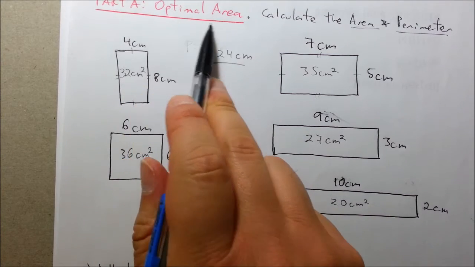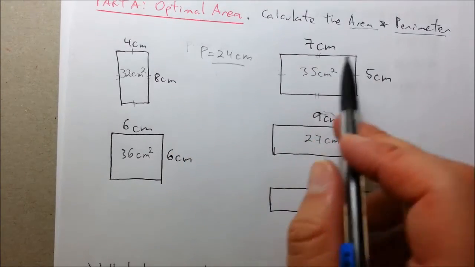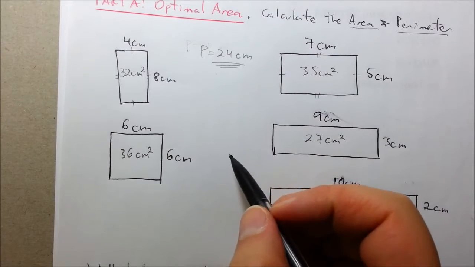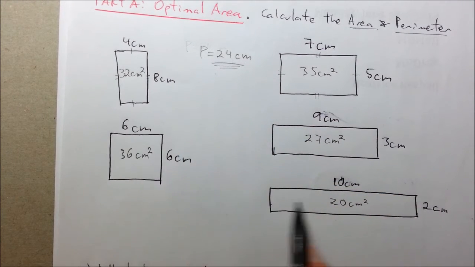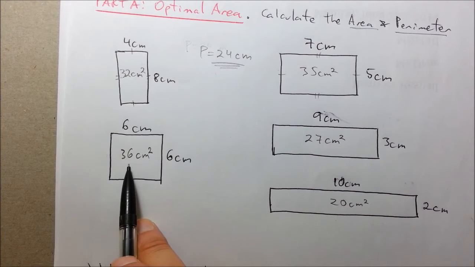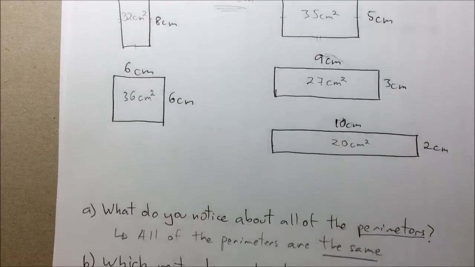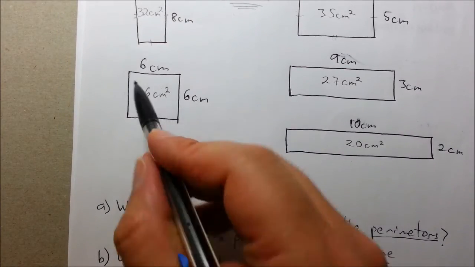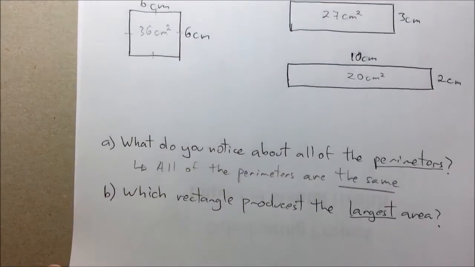So remember, optimal area means the largest area given a perimeter. In this case, the perimeter they gave us is 24. What's the largest area that we can get with a perimeter of 24? After our investigation, it is this one, 36 centimeters square. So what can we say about that? First, what shape is this? This is essentially a square, so a rectangle that is closest to a square.